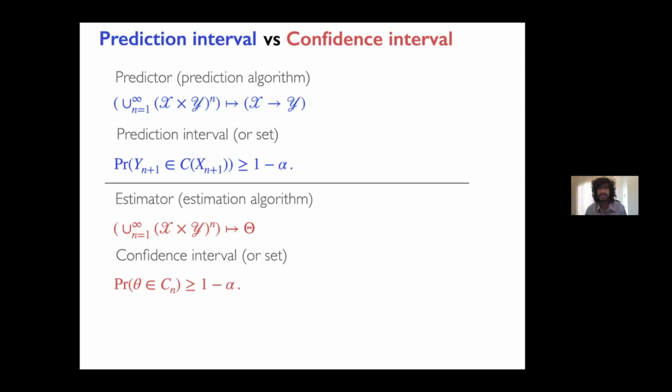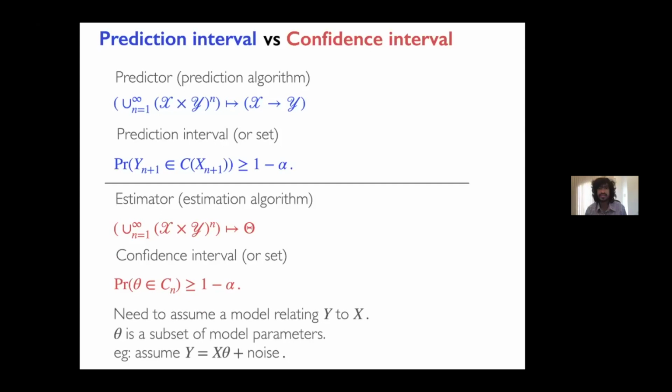Now, the one difference between these two is that usually to associate some models, to associate some parameters, we have to make some model assumption. We need to assume some model relating y to x, or in general, some model that captures the joint distribution of x and y, and theta is usually some functional of that distribution. And so we would need to assume some model, and theta is some subset of those model parameters. Maybe we assume a linear model, we could assume a more complicated model, but you have to go with a model assumption.